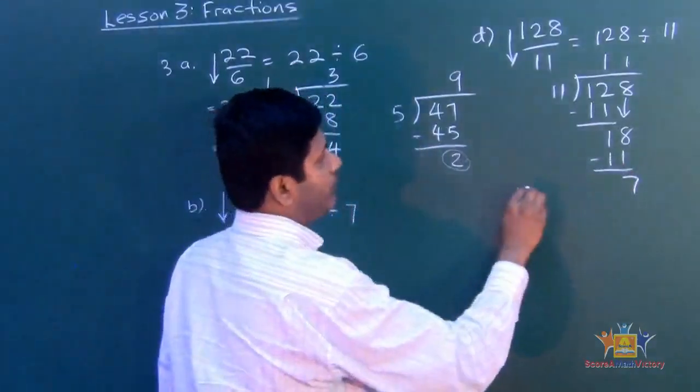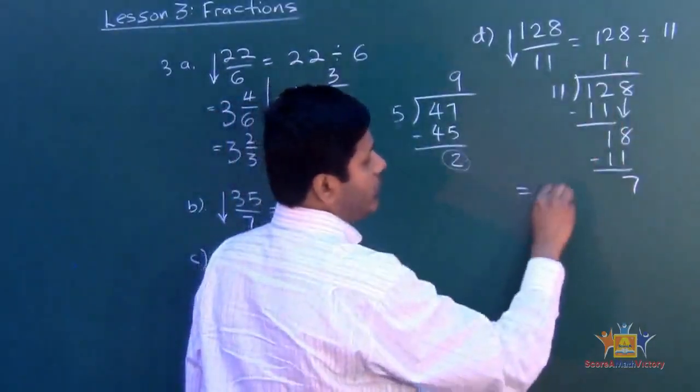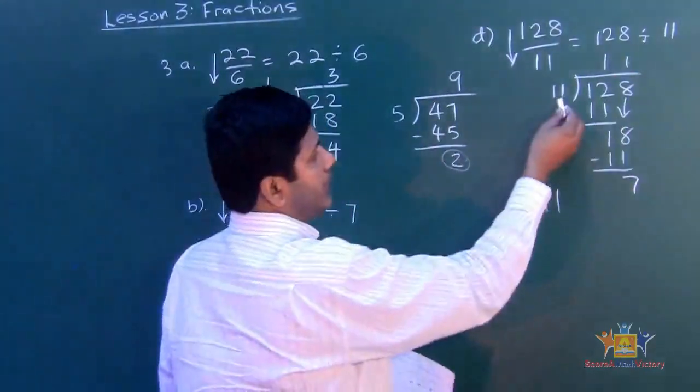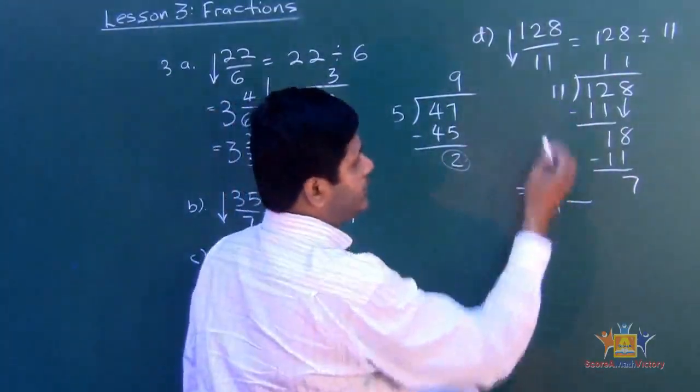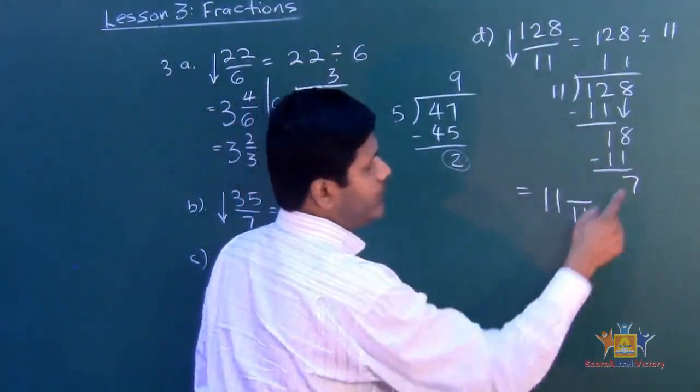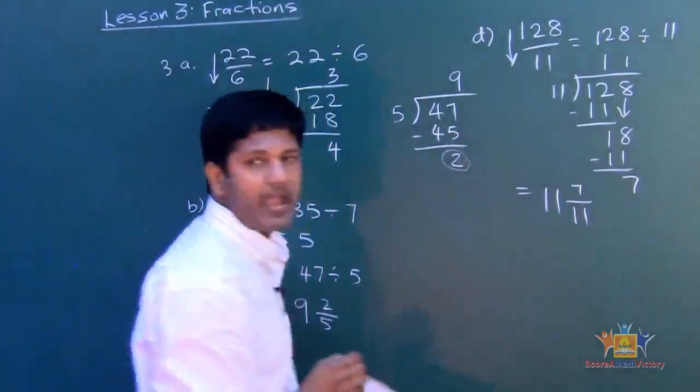Alright, that means what? The 1 is your whole number, and this is your divisor, which is your denominator. So that's your denominator. Put the 11, and 7 goes as your balance.